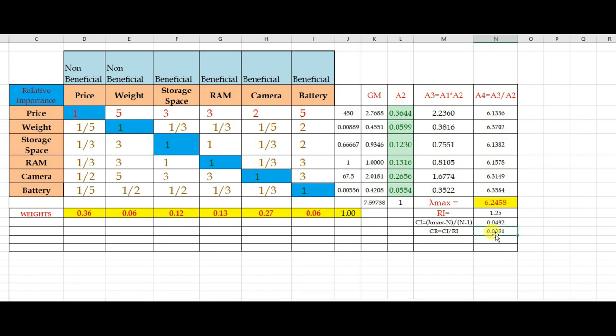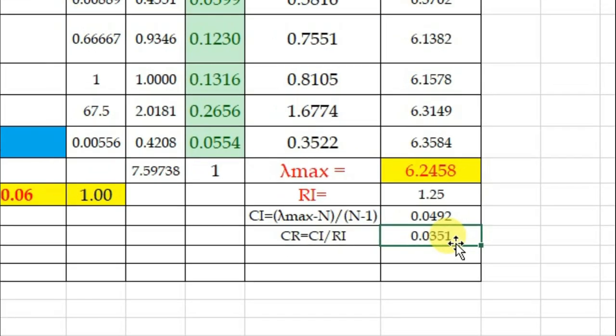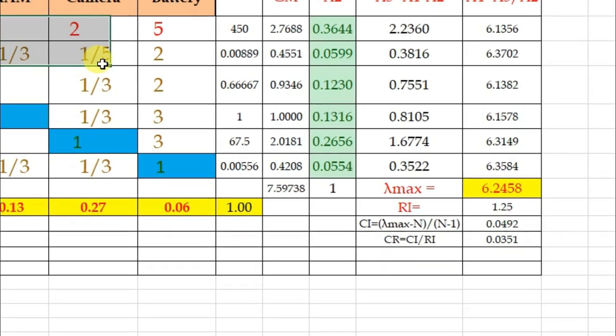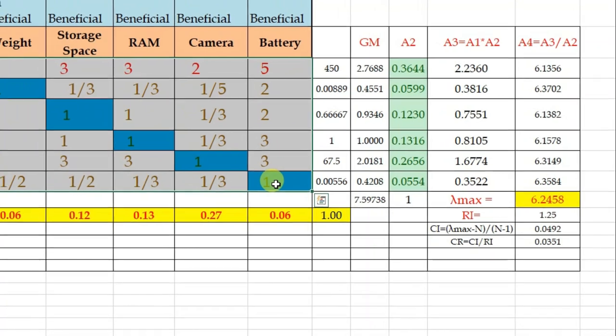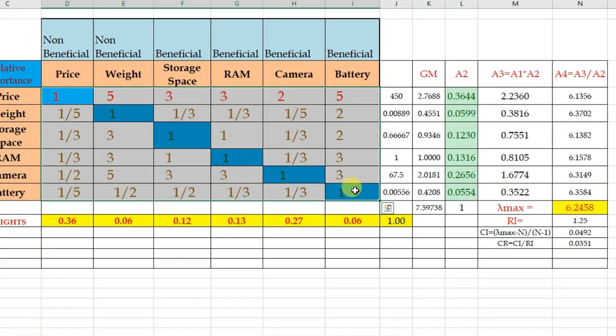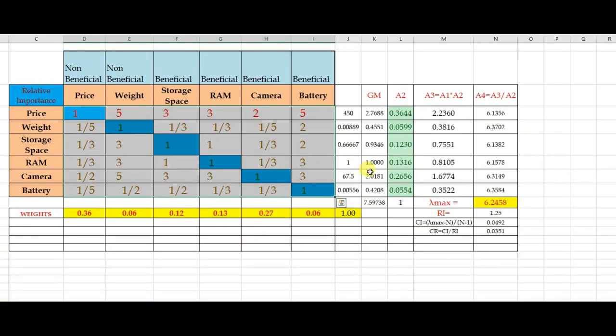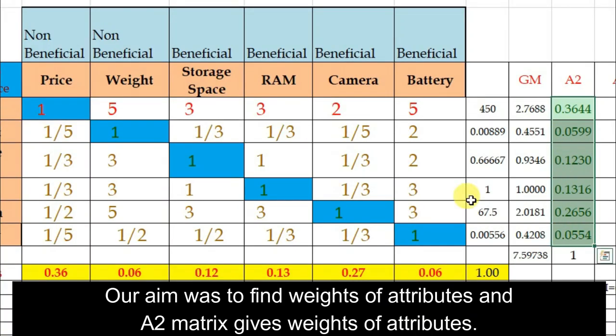And remember, this CR, the consistency ratio value, must be less than 0.1 for all the decisions to be consistent, or for the importance matrix to be consistent. So in this case, as it is less than 0.1, we can say that all the relative importance values taken are consistent. So this is the way we have ultimately obtained the values of the weights. Now in this case, which are the weights? Weights are this A2 matrix. That means the weight of price is 0.36, the weight of weight is 0.05, and so on.